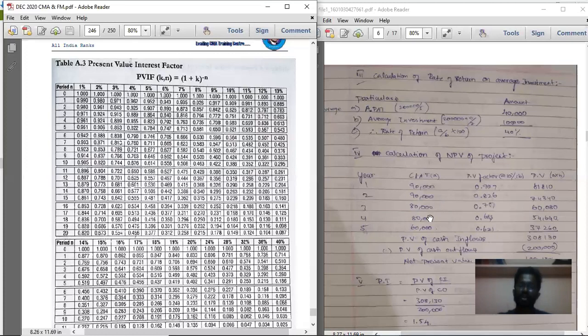So next is fourth year, 80,000 into 0.683. You are getting 54,640. So in respect of fourth year, record present value 54,640. Now calculate for fifth year. 60,000 into 0.621. You are getting 37,260. So present value column, record 37,260. So that is the present values of the different cash flows.